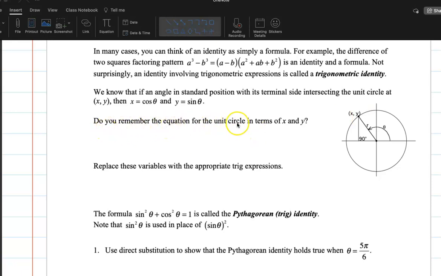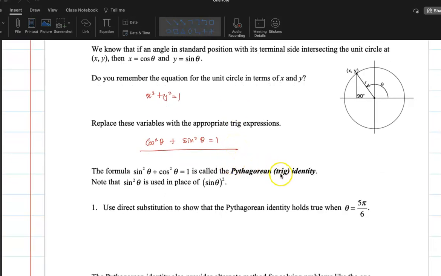Do you remember the equation for the unit circle? x squared plus y squared is equal to 1. So if you replace the variables, what will it become? Cos squared theta plus sine squared theta is equal to 1. It's called the Pythagorean trigonometric identity. Note that sine squared theta is used in place of sine theta the whole squared. It means the same thing.